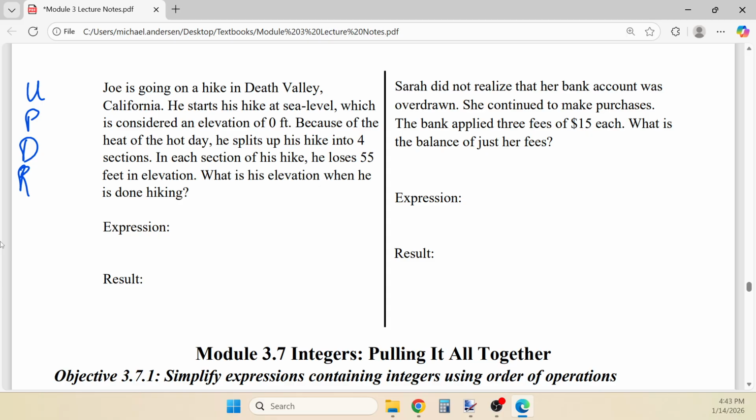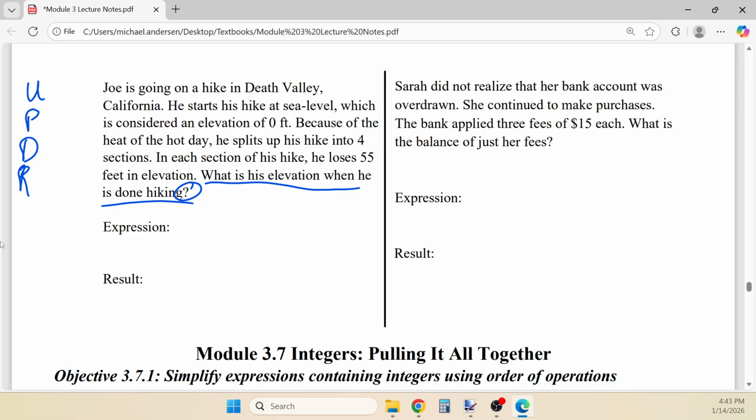So, first off, I see a question mark. So that means I'm going to read this part first, so that I know what my goal is before I dive into the paragraph. What is his elevation when he is done hiking? Okay, we're looking for a number.